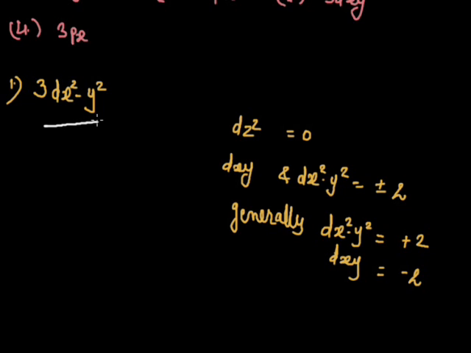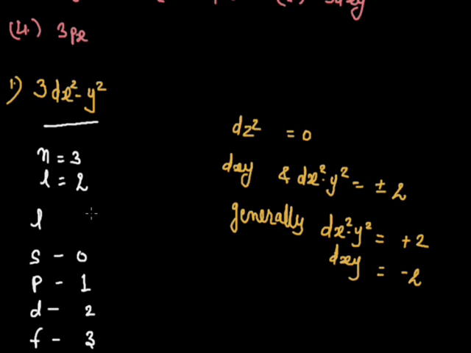So in 3dx²-y² we have to find out the values of n, l and m. Here n will be 3, because 3 represents the number of shells. And the l value for s, p, d and f: l for s is 0, l for p is 1, l for d is 2, and for f it is 3. So for d the value of l will be 2.